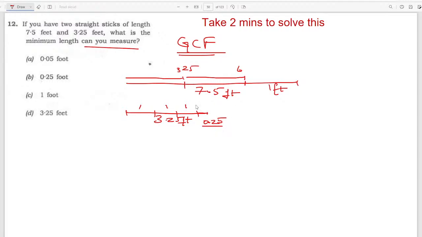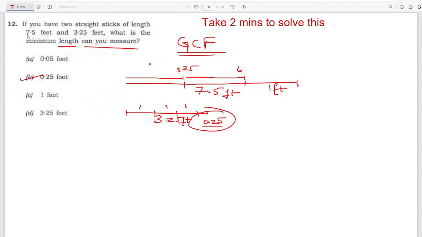And now, even if we take this 0.25 and mark the whole stick, like mark it everywhere after 1.25, 0.25, it will end here correctly. It will not give you any extra length, so you cannot use that to mark any other measure. The lowest measure that you can do is 0.25. The answer is B. And one more method is to calculate the GCF of it. Even the GCF will give you the least length that you can measure.